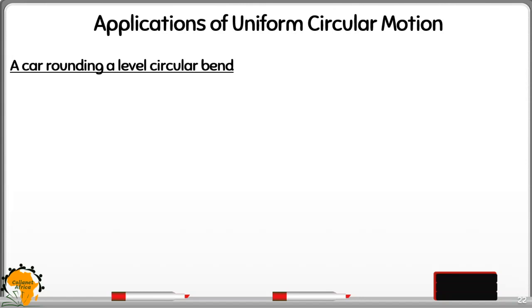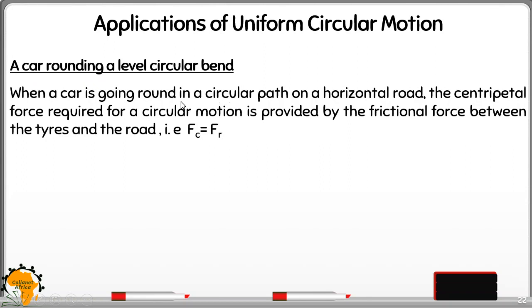Welcome to today's lesson. We are going to look at applications of uniform circular motion. The first one that we have is a car rounding a level circular bend. When a car is going around a circular path on a horizontal road, the centripetal force required to maintain that car in a circular path is provided by the friction force. And this is the friction force between the tires and the road.